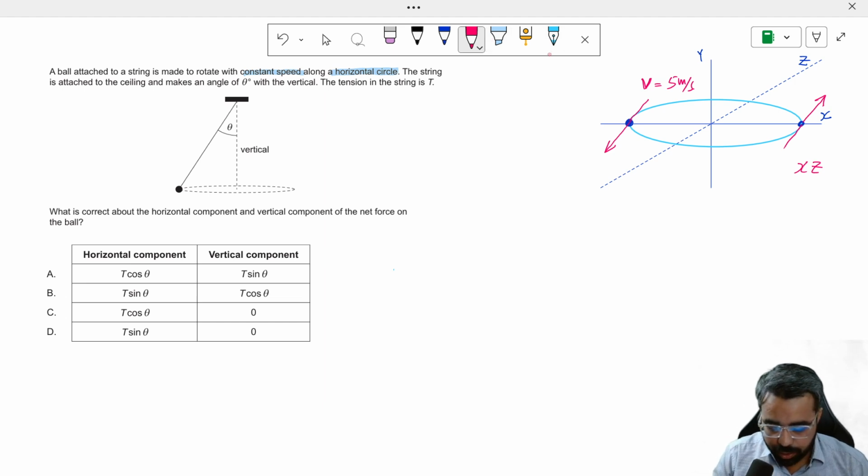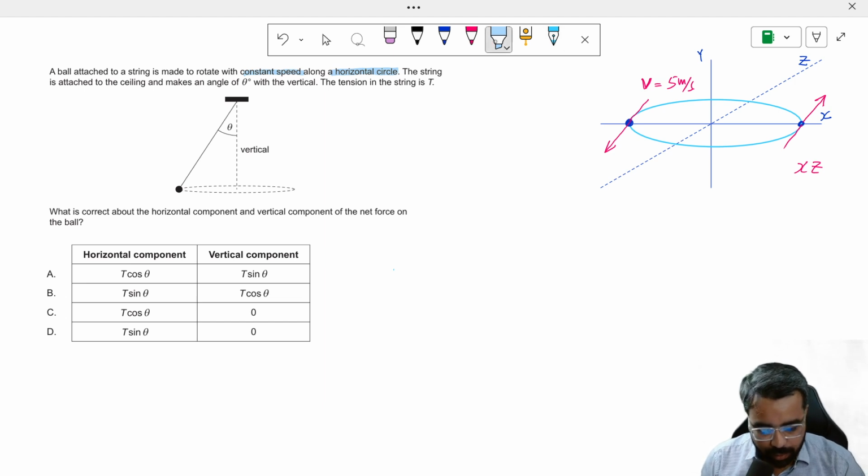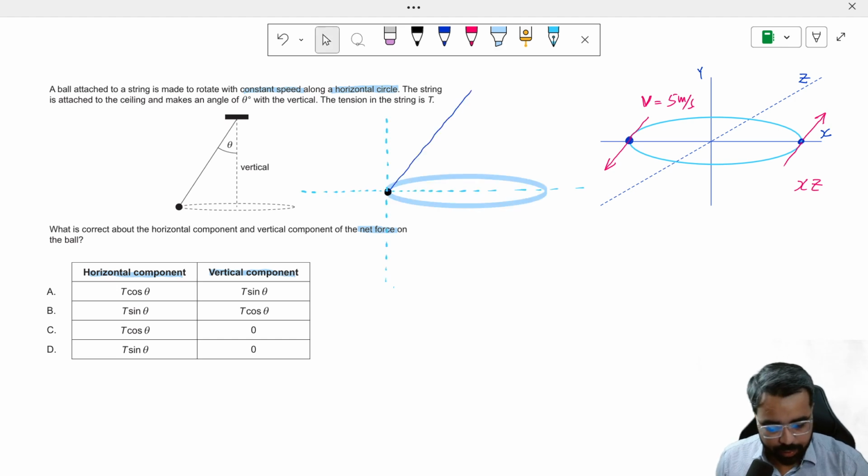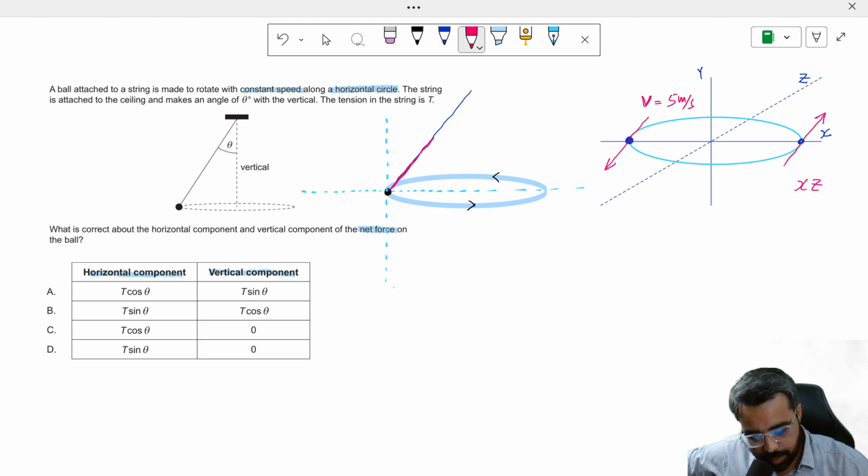Now in this question we have to find the horizontal component and the vertical component of the net force, the resultant force. Once again, we will draw the free body diagram to determine how many forces are exerted on it. It is moving in this circular motion. How many forces are exerted on this? One force is obviously due to the string, so that must be the force of tension, FT. And the other force must be the weight.